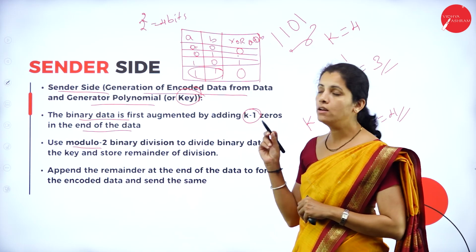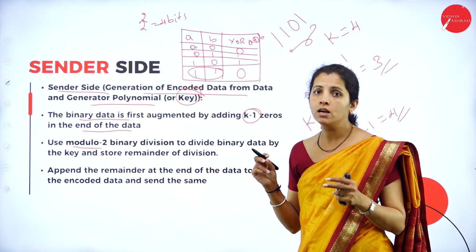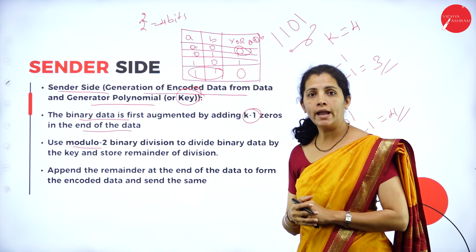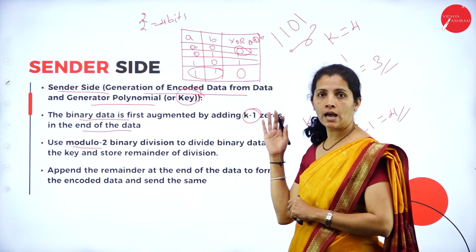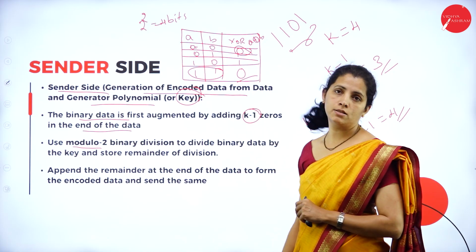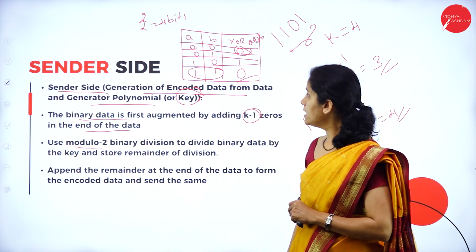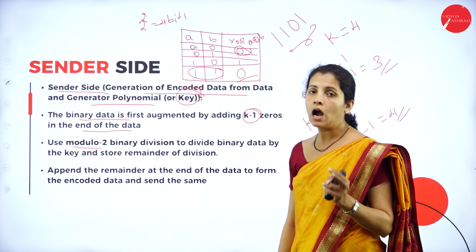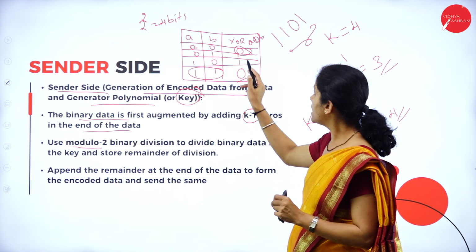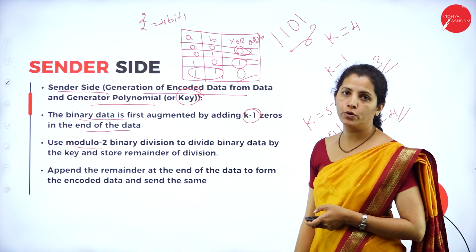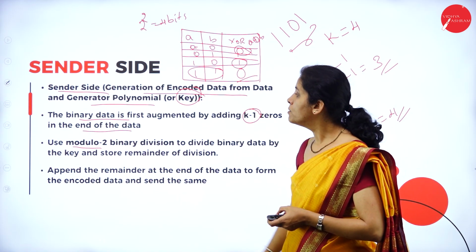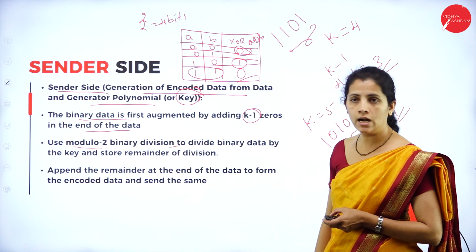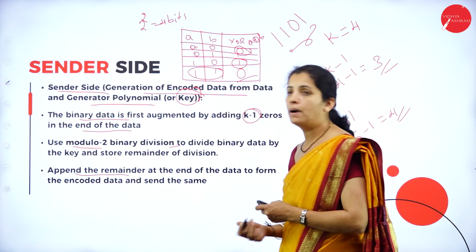So, when both the inputs are low, I'm going to get low output. When both the inputs are high, what's my output? It is low, that's nothing but 0. In another situation, when any one of the inputs is high, then I'm going to get high output. So I'm going to perform modulo 2 binary division to divide the binary data. Then append the remainder.